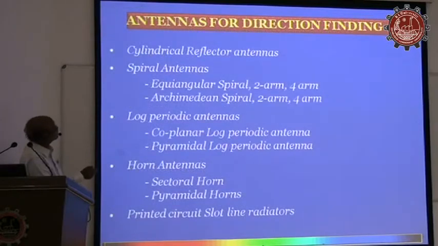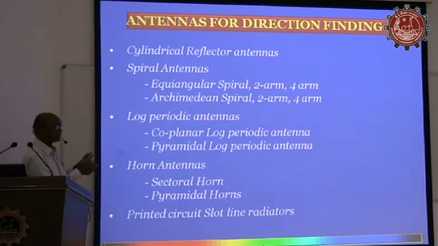So for direction finding, these are the antennas, cylindrical reflector antennas. Cylindrical reflector, the main property is in one plane it is a parabolic curve, other plane is a cylinder. So in azimuth plane you can get a narrow beam, in elevation plane it is a wide beam. So that antenna is rotated over 360 degrees to get the direction information, which is used along with a rotating platform.